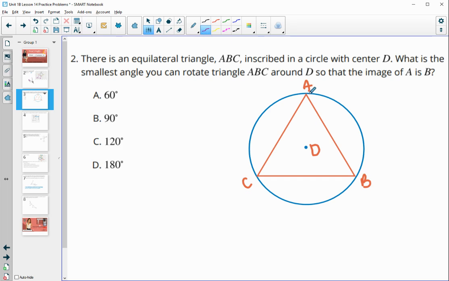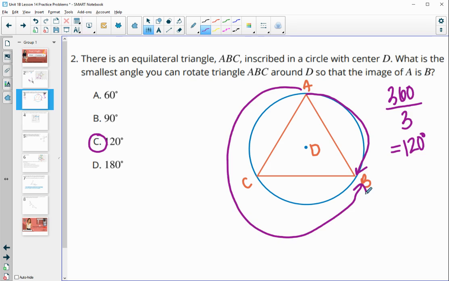So what's the smallest angle? So we want to figure out this rotation angle. So how many degrees is that? So we know that a circle is 360 degrees. And we know that this triangle is split into three equal parts. We only want to go one third of the way around. So that's going to be 120 degrees in a clockwise direction, which they didn't ask for. So the reason they're asking smallest is you could have taken A to B this way as well, but then that would be 240 degrees. So they wanted the smaller one.